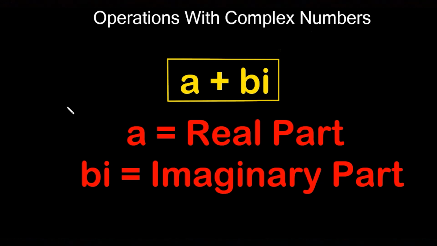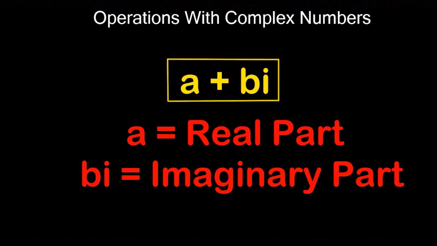Okay, so in this video, we're going to be talking about doing operations with complex numbers. And before we talk about how to do these operations, you first must know what a complex number is. And it's pretty straightforward. It just means you have a real number as well as an imaginary number. And the combination of the two, we call a complex number.